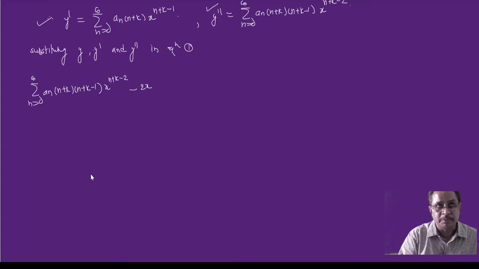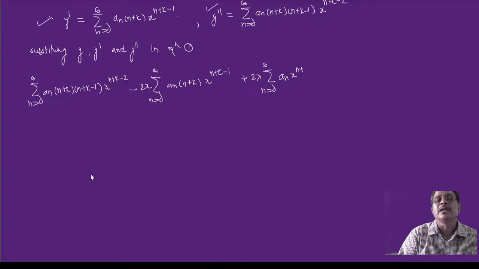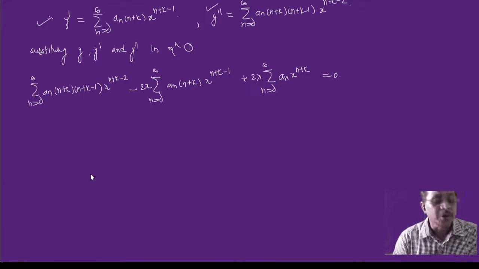This is what p of x is in our Hermite differential equation: summation over n equal to 0 to infinity, a_n times (n plus k) into x raised to n plus k minus 1. And the last one is plus 2 lambda, summation over n equal to 0 to infinity, a_n times x raised to n plus k, is equal to 0. So after rearranging or substituting y dash and y double dash, we get this.